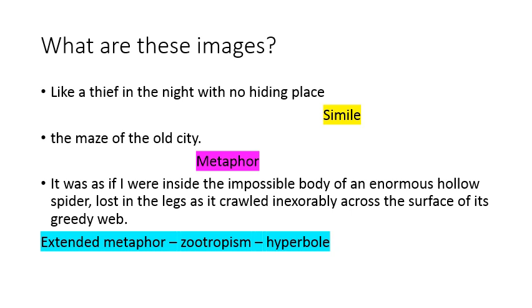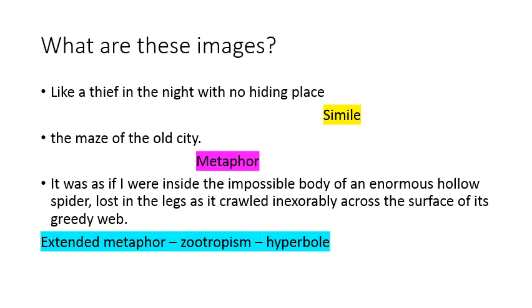It was as if does sound like a simile, and it does start as a simile. But then it becomes what we could call an extended metaphor. Having introduced the idea of being inside the impossible body of an enormous hollow spider, it then talks about him being lost in the legs and that the spider is crawling across the surface of the web. These extensions to the image, all of which are in line with the initial idea of the spider, actually make it much more complicated and much more sophisticated.